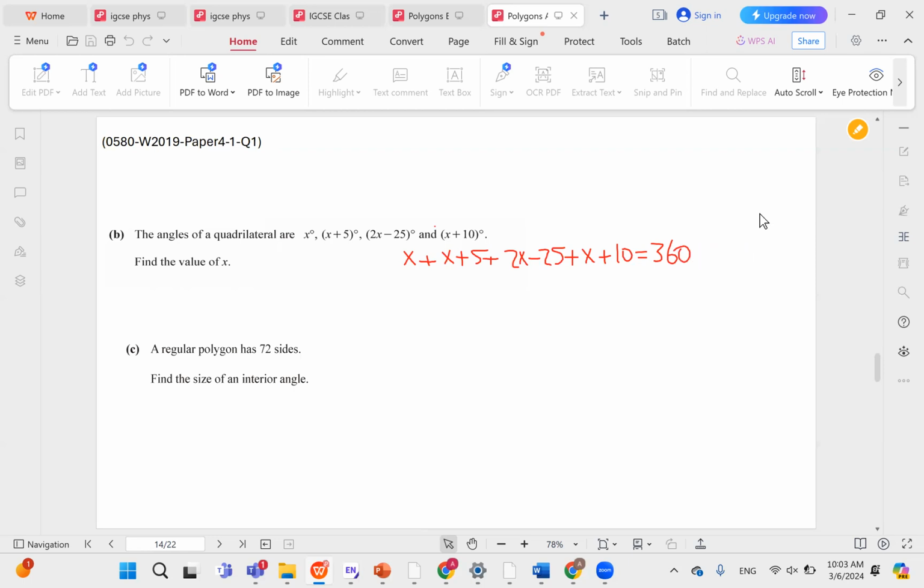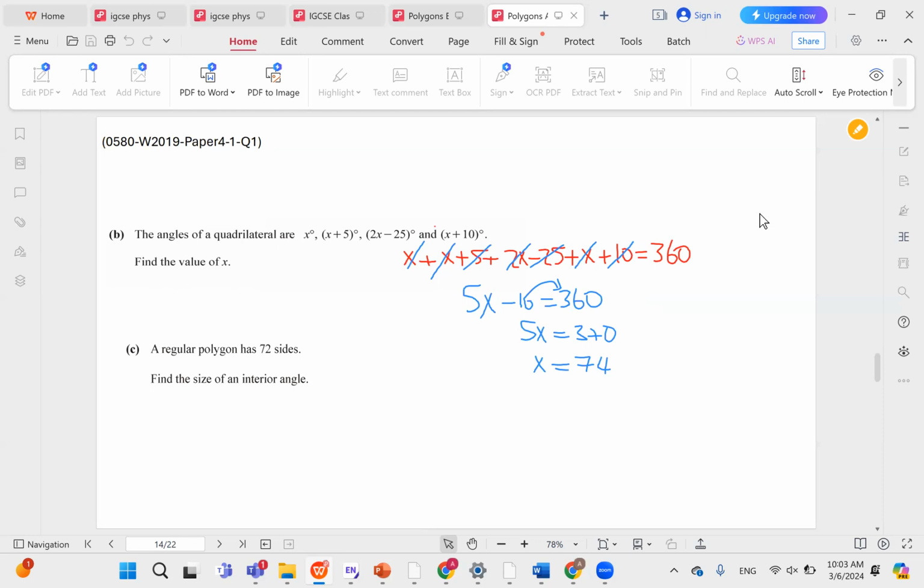So we have x and x, this is 2x. Now this is 4x. Now we have 5x. So this is 5x. And then 5 minus 25 would be negative 20. Plus 10, that would be negative 10. So 5x minus 10 equals 360. So therefore, excuse me, I made a slash by mistake. So therefore, 5x equals 370. We take the 10 to the other side, we add it to the 360. So therefore, x equals 74.